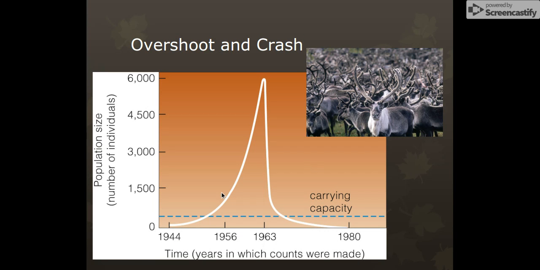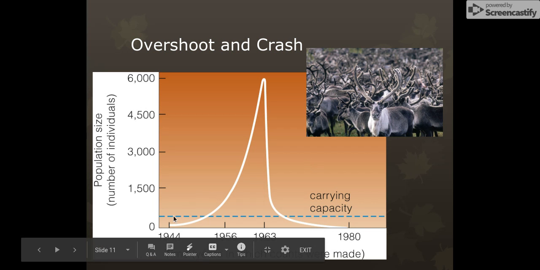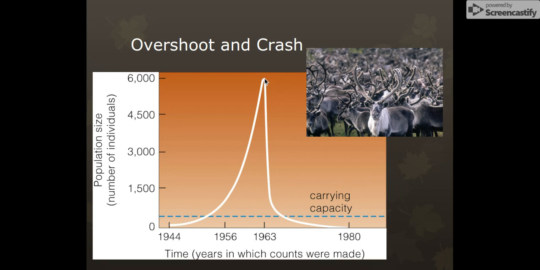So they were introduced in 1944, as we can see down here. The carrying capacity that's been essentially calculated for this island and reindeer is just a couple of hundred. Okay, maybe 500, probably a little bit less. Okay, but there was food available at the time. And so in the course of about 20 years, we saw this explosion in population up to 6,000.